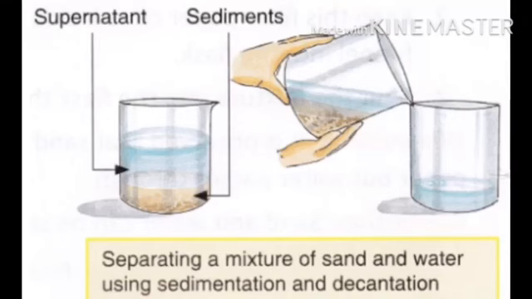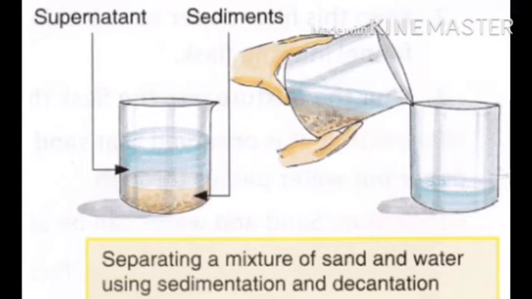Sedimentation and decantation is generally used for separating coarse particles of a solid from a liquid, which are insoluble in the liquid. For example, the coarse particles of sand in muddy water can be separated by decantation. Before cooking, rice, pulses, etc. are washed with water. The washed water is removed by decantation.